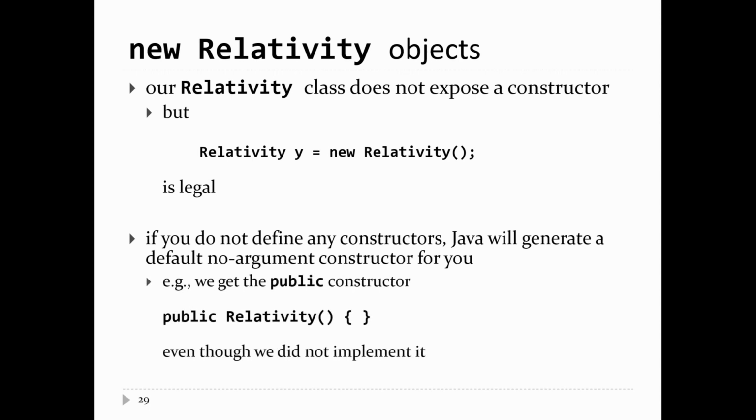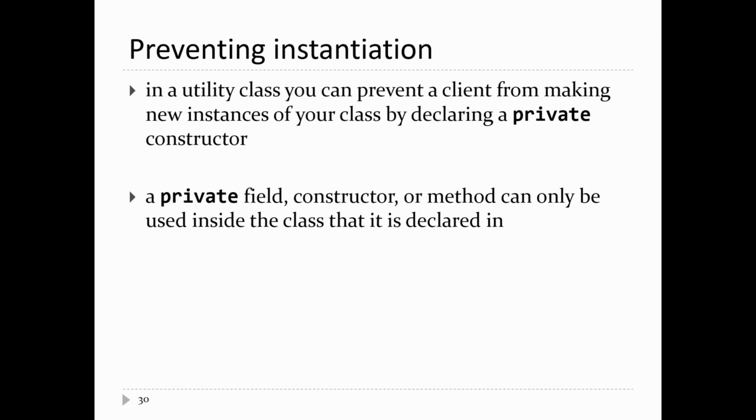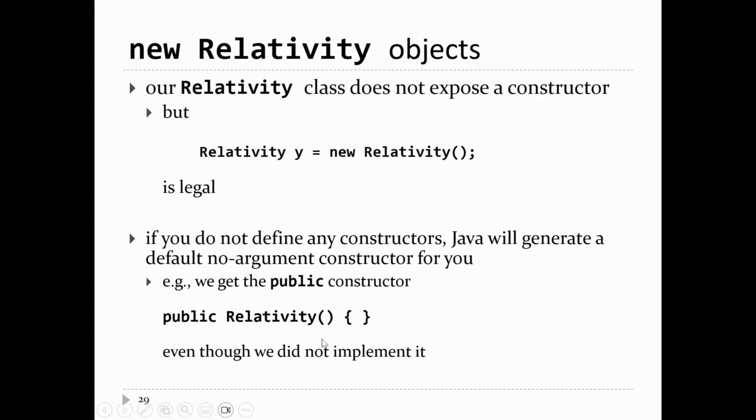So you end up with the following constructor: a public, no argument constructor that does nothing. Okay, so we don't want people to do this, because there's no point in doing it. There's no use, there's no utility in doing this sort of thing.